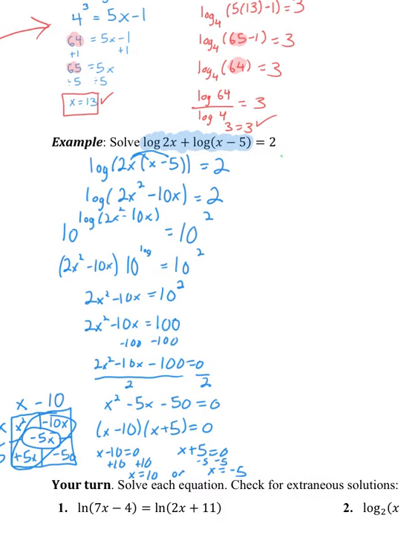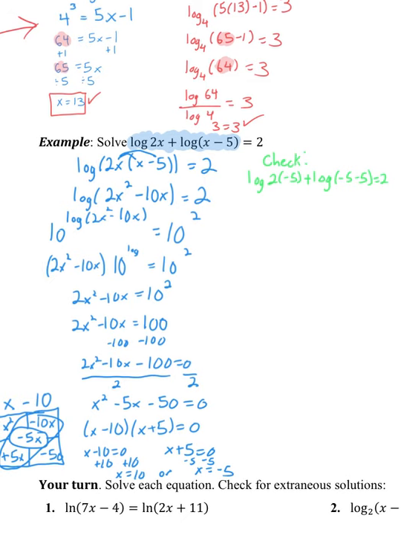Then we'll go ahead and check our answers. All right, first one I'll check is negative 5. We'll do log of 2 times negative 5 plus log of negative 5 minus 5 more. And then this becomes log of negative 10 plus log of negative 10 equals 2. And right there, I see a problem.